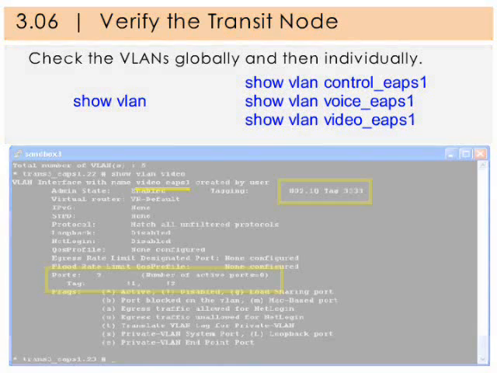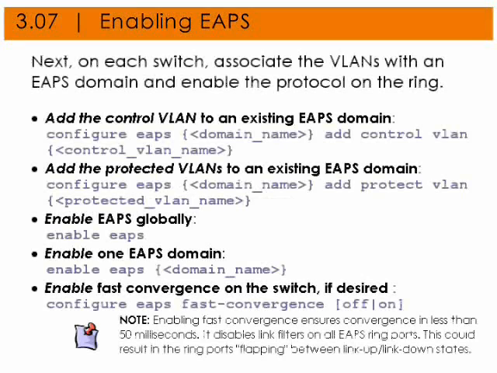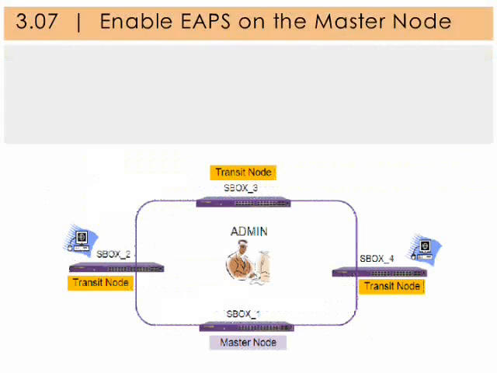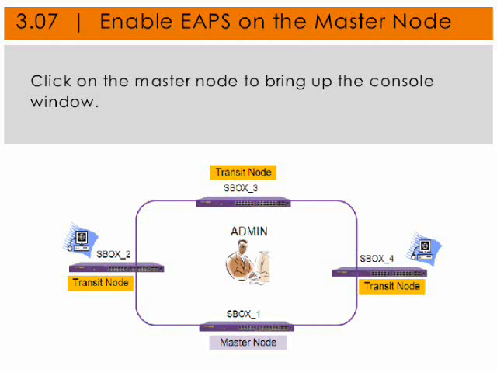Great job. We've completed the basic configuration, and now it's time to enable EAPS. On each switch, associate the VLANs with an EAPS domain and enable the protocol on the ring. Here's a list of the commands we'll be using and their syntax. Click on the master node to bring up the console window.